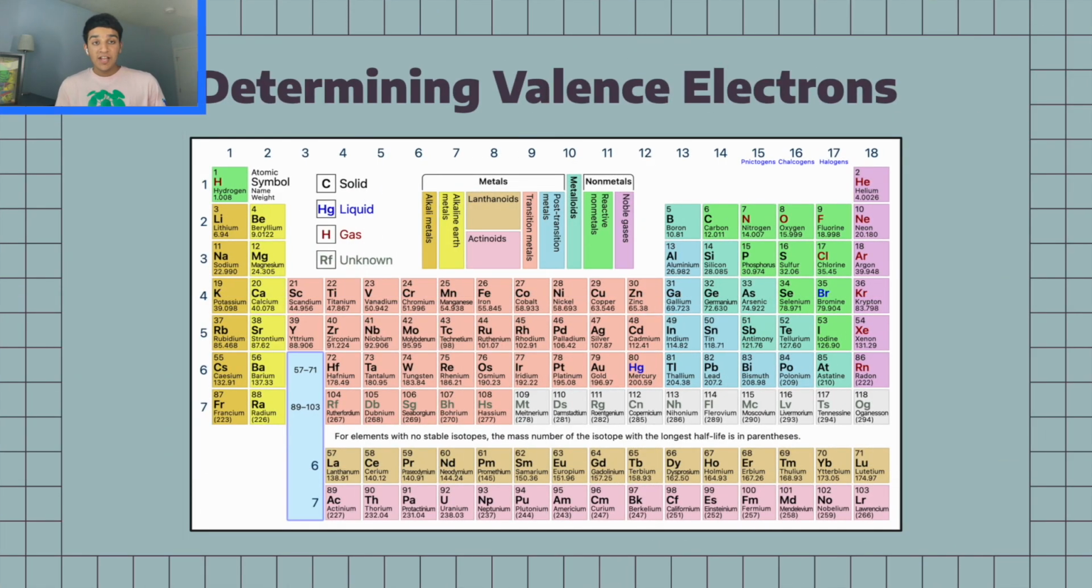All right guys, so the next portion of this video is going to be drawing out Lewis dot structures, and before we dive into how to actually draw them, I wanted to go over a skill that I thought was important, which is determining how many valence electrons an element has.